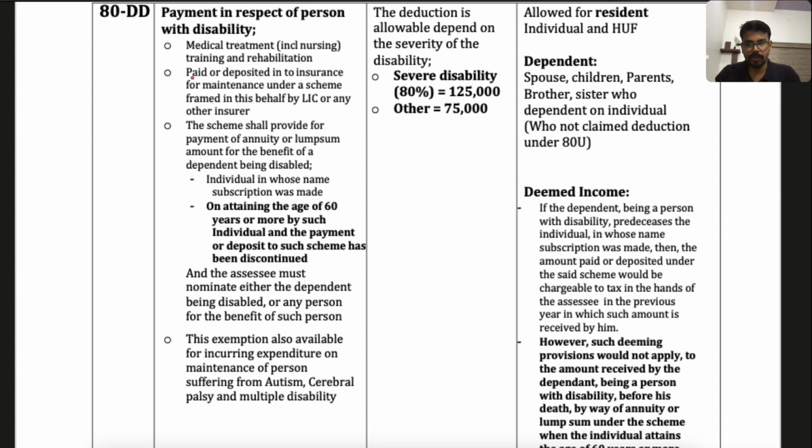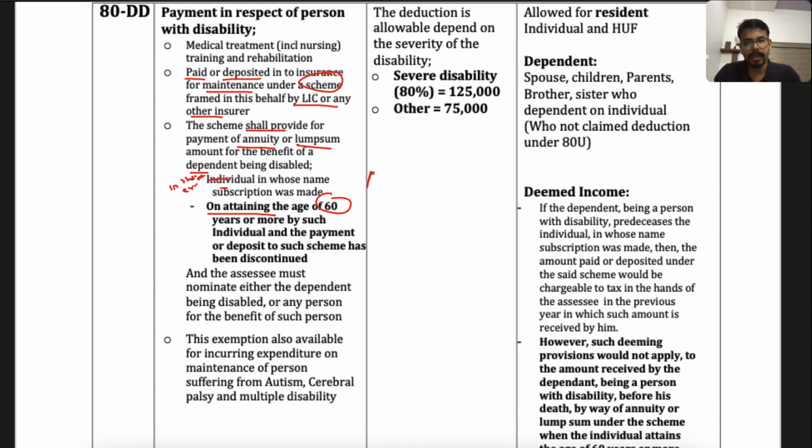So what is the amendment? Here you can read it. Maintaining would include amounts paid or deposited to insurance for maintenance under the scheme framed in this behalf by LIC or any other insurer. But this scheme shall provide for the payment of annuity. Annuity means a yearly payment or monthly payment or lump sum amount for the benefit of the dependent being disabled. Here a small mistake is there. In the event of death of the individual in whose name subscription was made. This point was there before the amendment also. But what is the amendment? On attaining the age of 60 years or more by such individual, and the payment or deposit to such scheme has been discontinued.